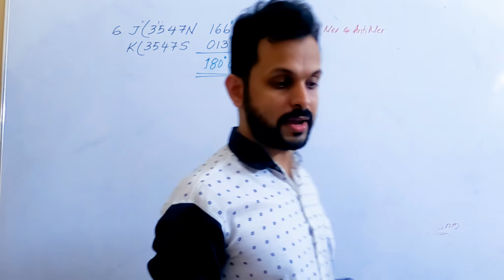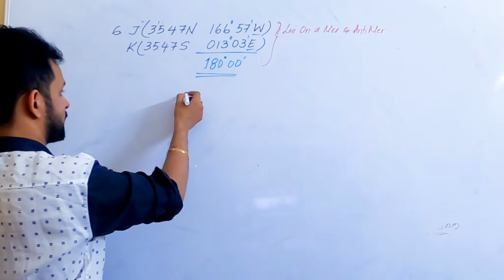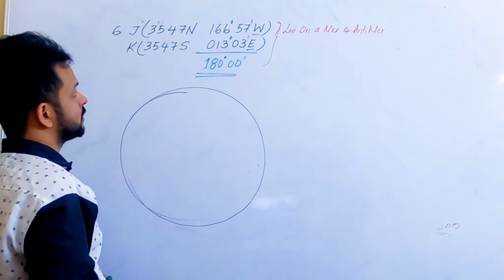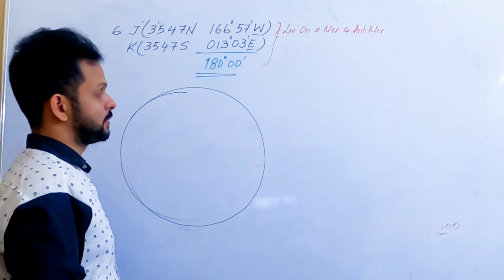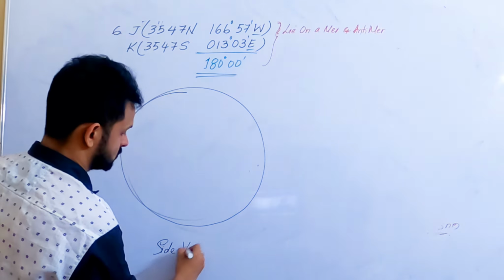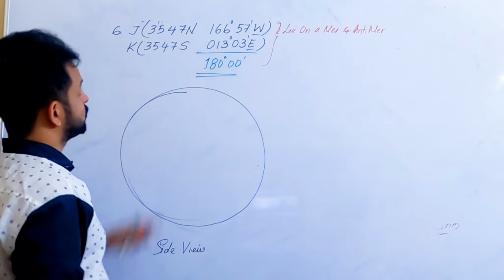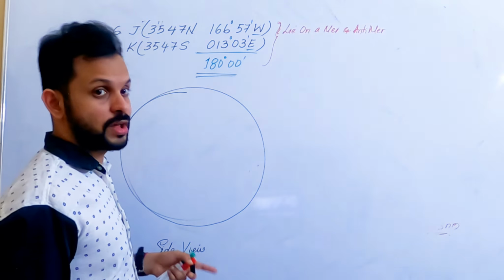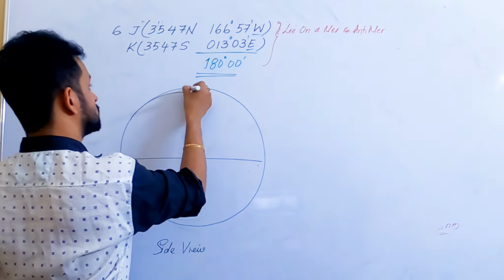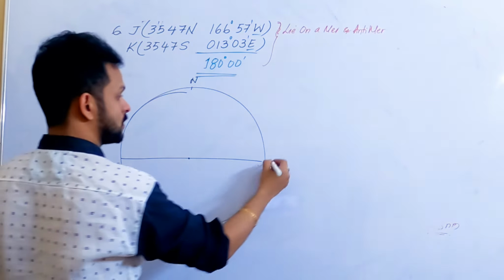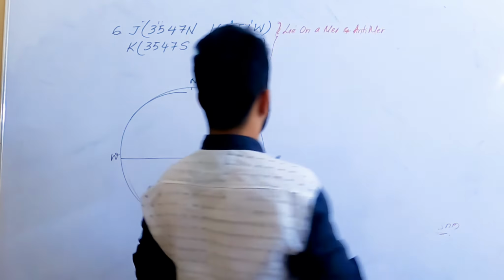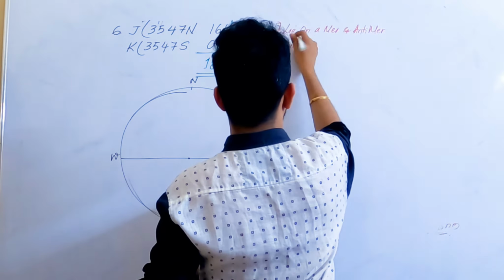Alright, so let's draw this diagram here. In such cases where your meridians add up to 180, side view is going to be a better option. And in this case, since one is north and the other is south, top view is not really going to help you. So side view is the best option here. So we have the north, south, east, west directions.